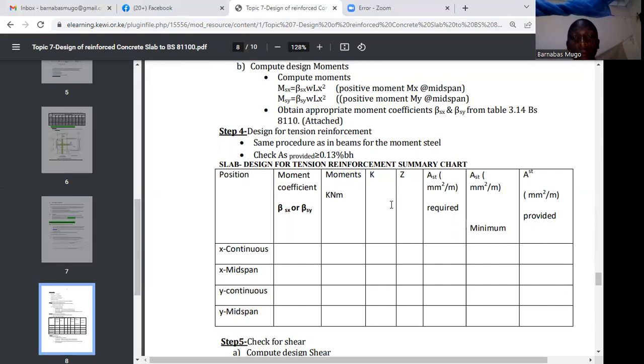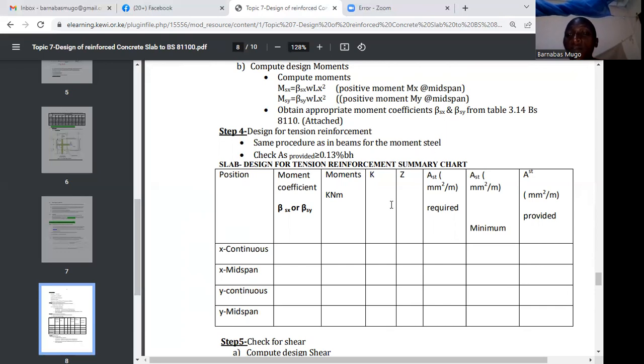Then from there, you need to calculate the moments, that is the positive moment at the midspan, and also the negative moment at the continuous edges, for mx and my, as we have seen from those formulas that are used to compute the moments. Then from there, you need to find the value of K, as we're going to see.